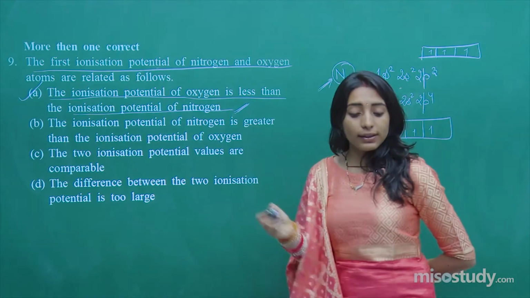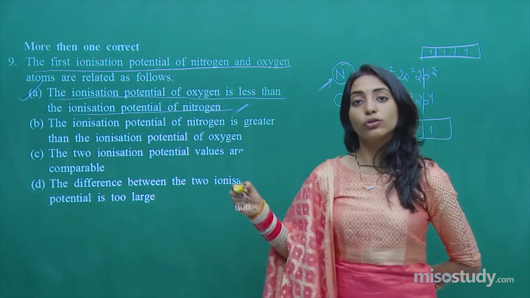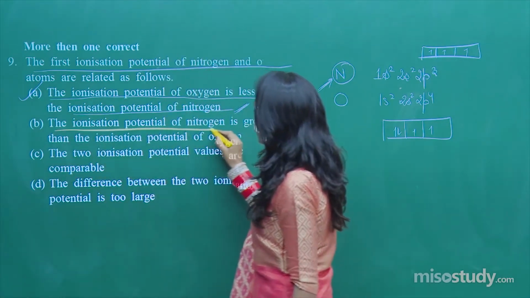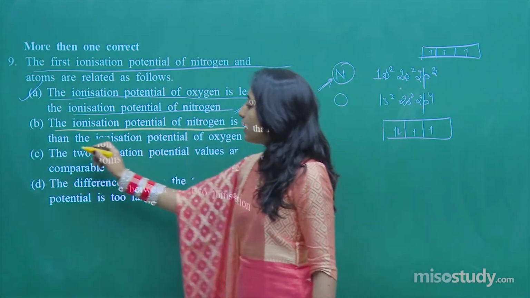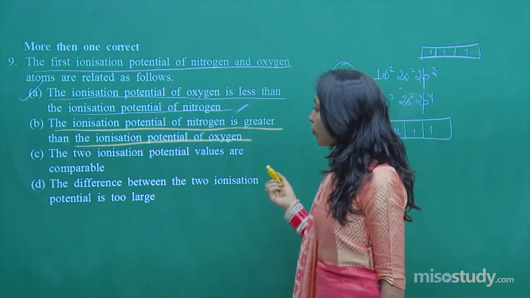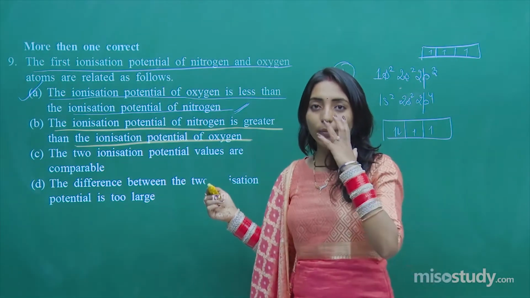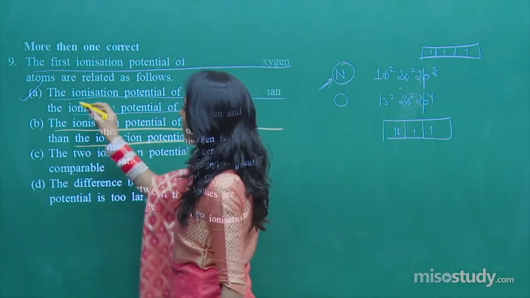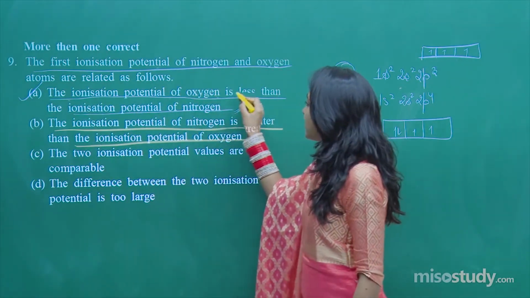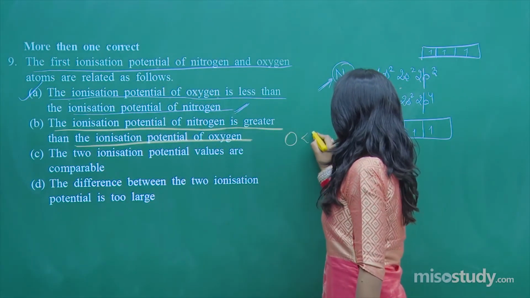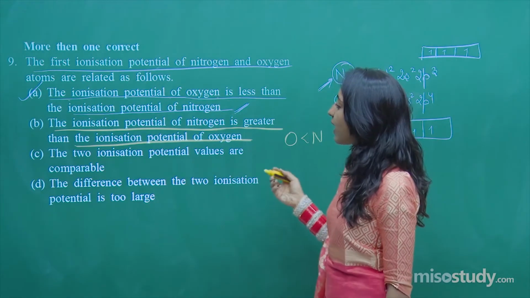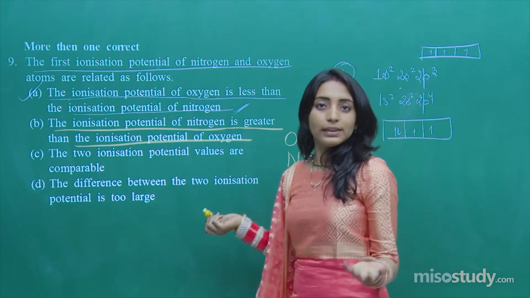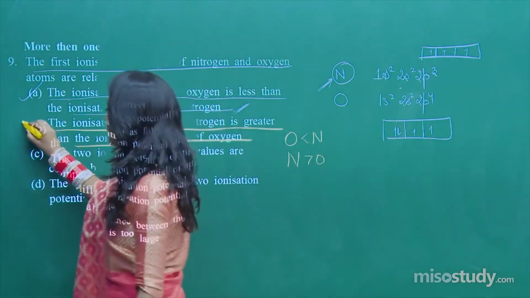Now see, since it's more than one correct answer, you need to go through all the options. Second is, the ionization potential of nitrogen is greater than the ionization potential of oxygen. I mean, give me a break if I read the option again. It's the same option written in a different manner. The first says the ionization potential of oxygen is less than nitrogen, and the second says the ionization potential of nitrogen is greater than that of oxygen. Same thing, right? So yes, this is also correct.